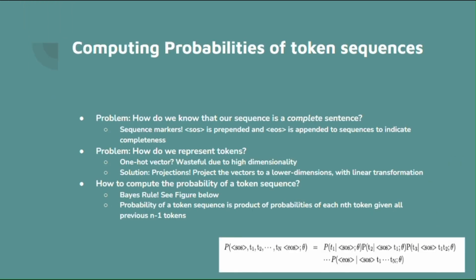If you remember from the lecture, the probability of a sequence can be broken down into the product of individual probabilities at each time step using the Bayes rule. So the probability at any time step would be the conditional probability of the next token given the previous tokens that have already occurred in the sequence. We'll be using this breakdown for calculating the probability of an entire sequence. We also add SOS to the beginning of the sequence and the EOS token to the end of the sequence to mark the completeness of a sequence. The next question is, how do we actually represent tokens? Tokens are basically discrete, right?